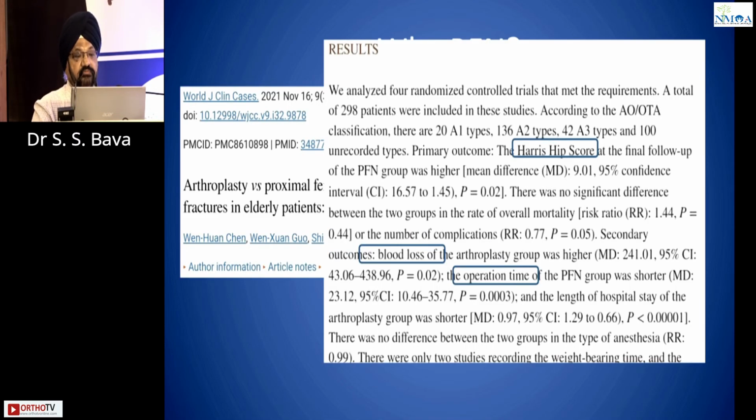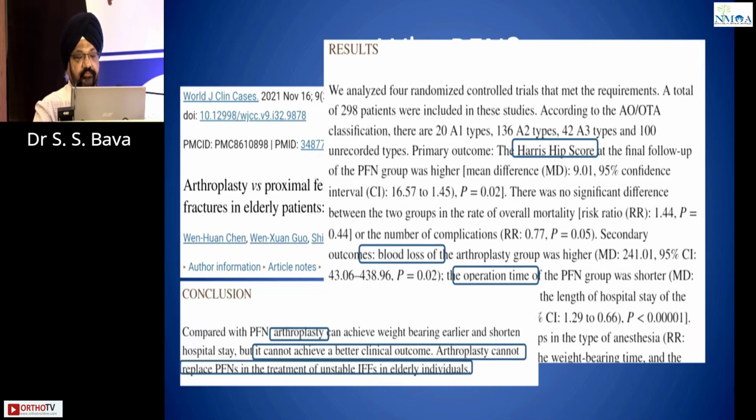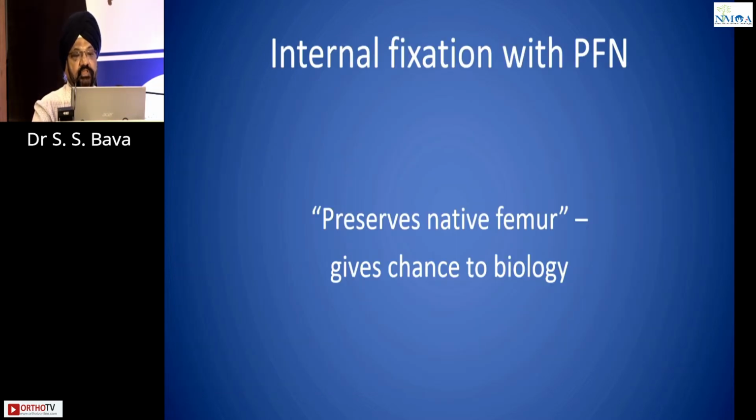If you compare PFN with arthroplasty, the Harris hip scores, blood loss, and operating time are better with fixation than with arthroplasty. Internal fixation of course preserves the native femur and gives a chance to biology. It's a God-given hip. Why do you want to change it, especially in patients who have only an intertrochanteric fracture? Why do you want to do replacement?